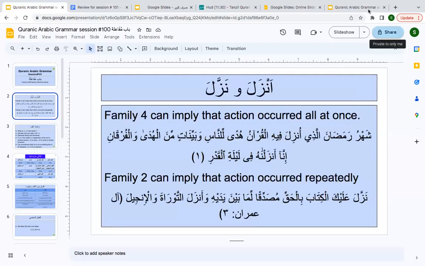Okay, the last time there was a question about how sometimes there are different root letters in different families. So, why Allah subhanahu wa ta'ala or Arabs used to do that. So sometimes it is that, if a word belongs to family number 4, it can imply that action occurred all at once. And if the same root letter goes in family number 2, which has a shadda, it can imply that action has occurred repeatedly and slowly. Does it make sense? Yes or no?